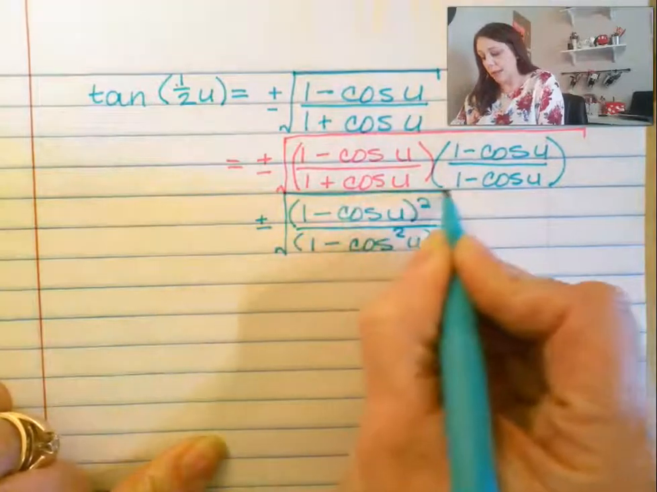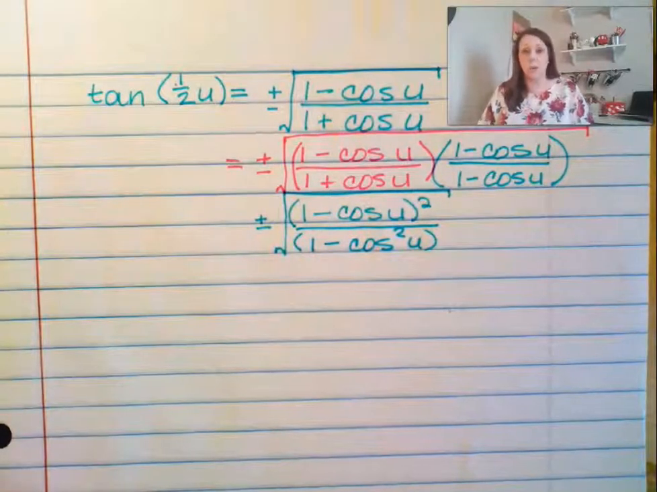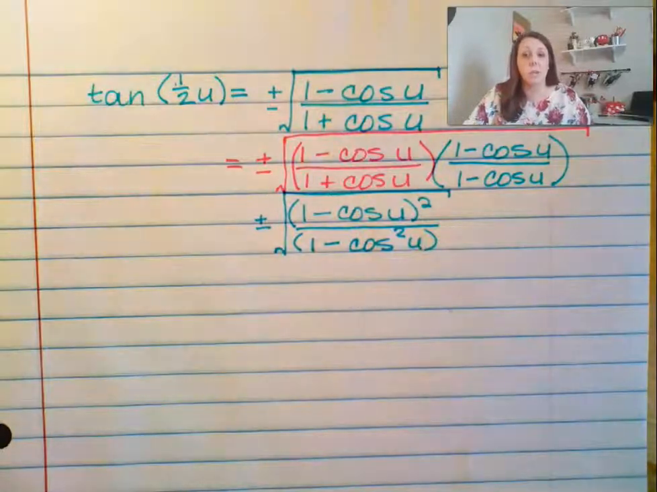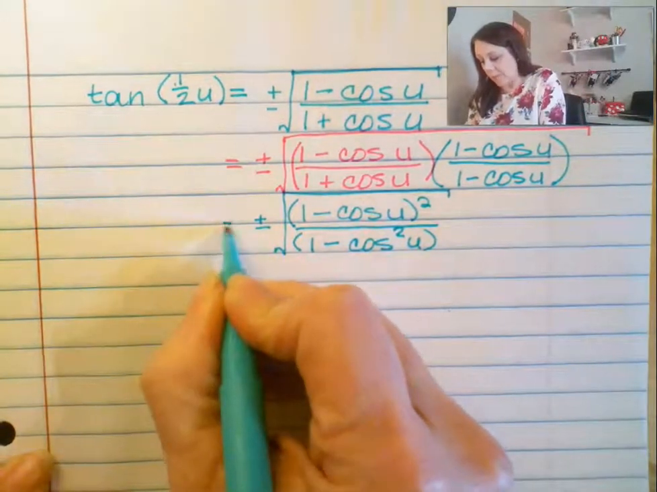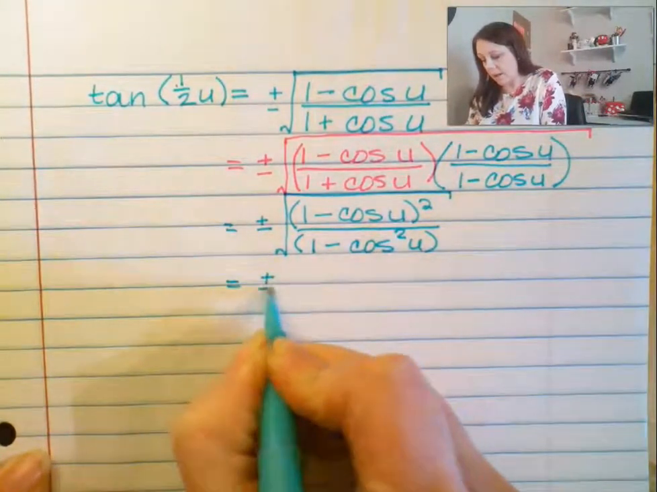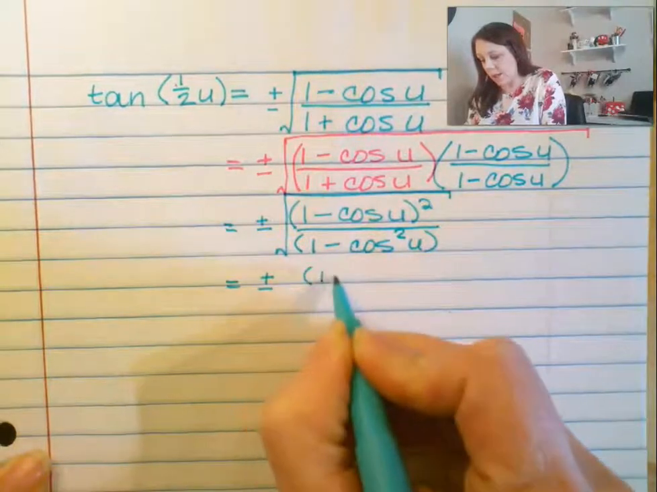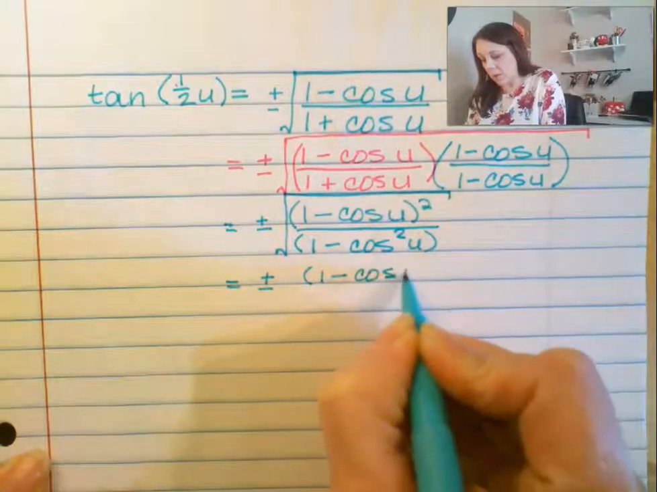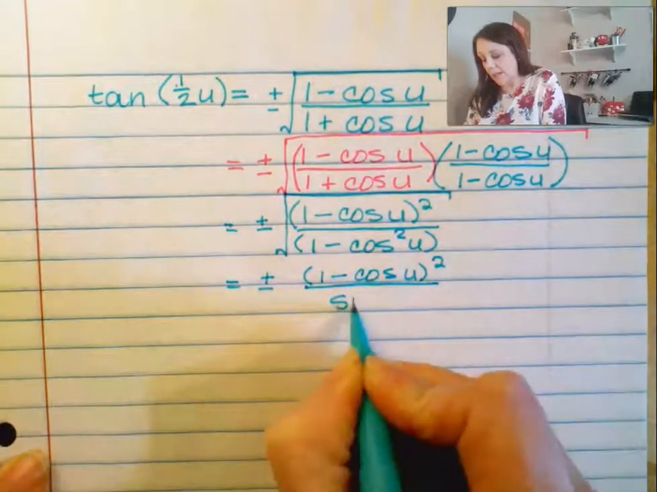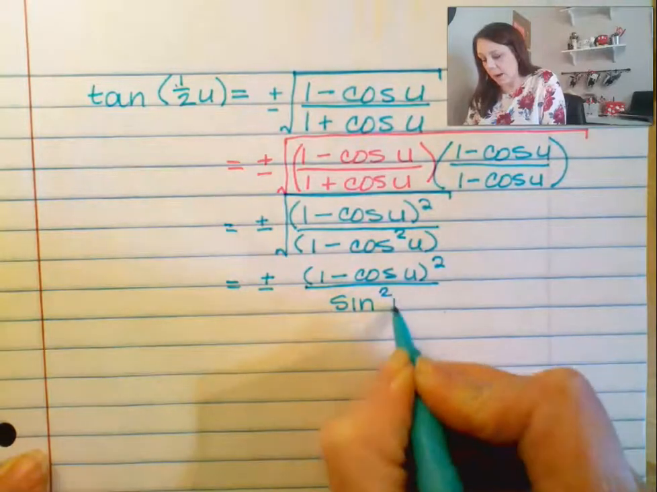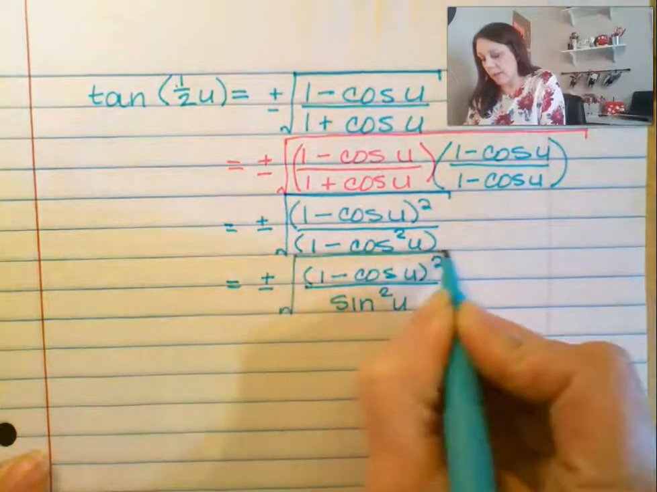Now you should recognize that that quantity 1 minus cosine squared u that we have in the denominator is actually a form of one of the Pythagorean identities. Specifically, we should recognize that 1 minus cosine squared u is equal to sine squared of u. So we're going to do that substitution in this next step, in which case we've got the quantity 1 minus cosine u squared in the numerator. And now our denominator is a different quantity, sine u squared.